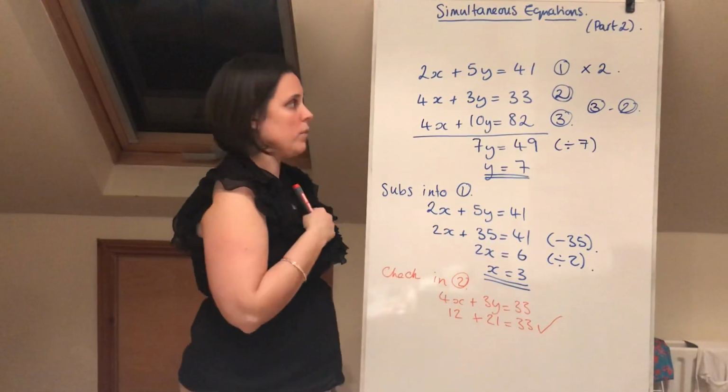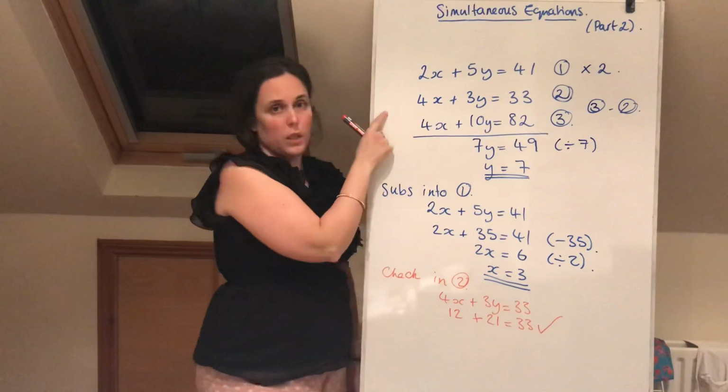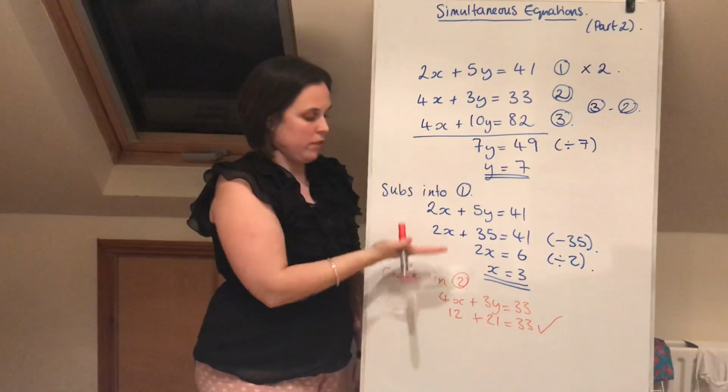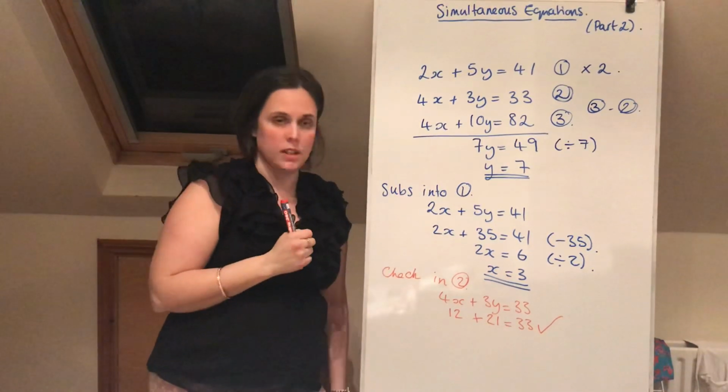So just one extra little step of multiplying one of the equations at the beginning, and everything else remains exactly the same as before.